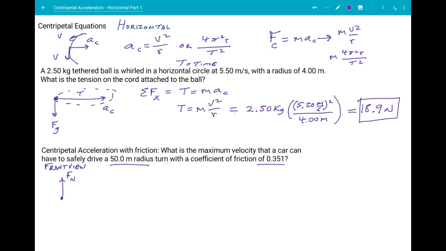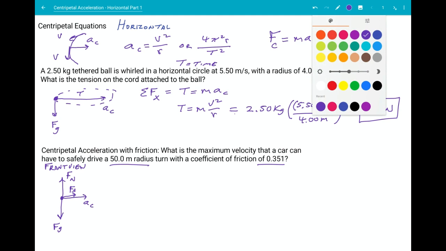Well, we have our normal force upward, and let's make this our front view before I get too far ahead of myself. So this is the car coming at us. Then we have the car's weight downward. And since it's making a turn, I'm going to say it's making a turn towards the right. Its centripetal acceleration is towards the center. Notice also, though, the friction is also towards the center. So the force of friction is towards the center.